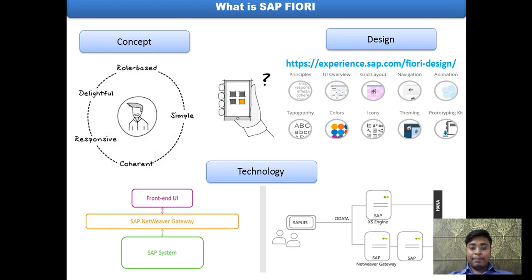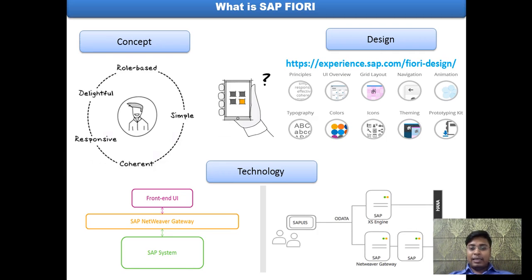Now we will go into some more details of SAP Fiori. You can ask, what is it? What is SAP Fiori? The easiest way to explain is with three dimensions of it. One is the concept dimension, the second is the design dimension, and the third is the technology dimension. In the concept dimension, the total Fiori concept is based on 5 basic things: it is role based, simple, coherent, responsive, and delightful. We'll go through each and every part of it in some of our later slides.